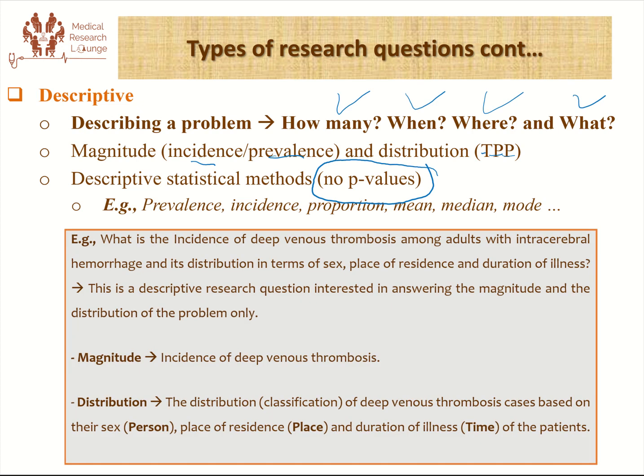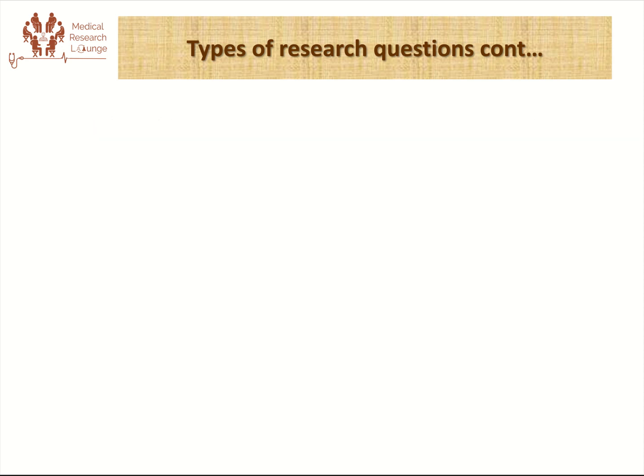So if we have a research question that says what's the incidence of DVT among adults with ICH and its distribution in terms of sex, place of residence, and duration of illness, this is a descriptive question. It's basically interested in measuring the magnitude of the problem, which is the incidence of DVT, and the distribution of the problem by person, time, and place, by saying that it's interested in measuring the distribution of DVT in terms of sex, place of residence, and the duration of illness. So magnitude and distribution is the only interest of this question, so this is purely a descriptive research question.